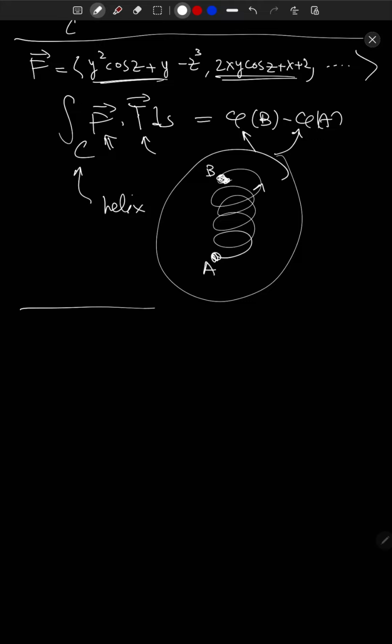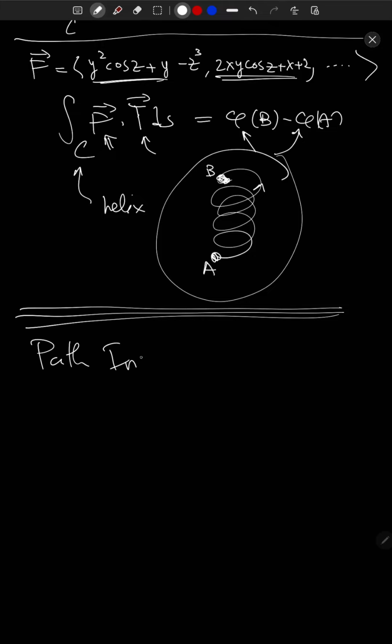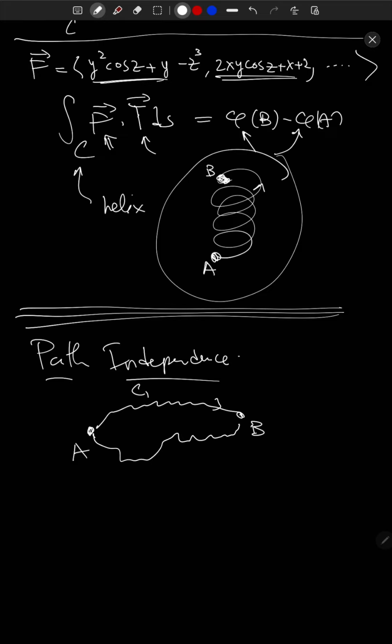Another really important feature here, and this is super important in terms of physics, is path independence. So first of all, what does path independence mean? If I have, I'm just going to draw a picture version here, point of interest A, point of interest B, I have curve 1 going from A to B, let me call that C1. I have curve 2 going from A to B in a different path.